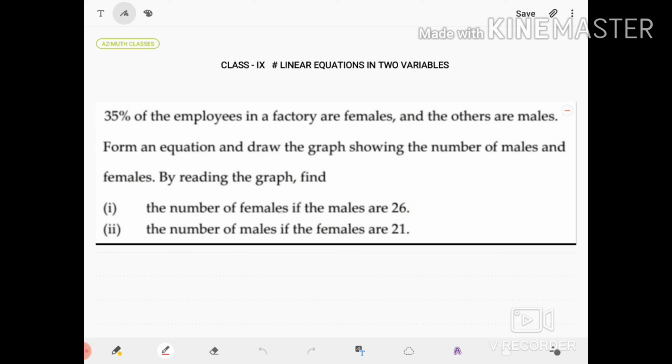Then, by reading the graph, we have to find the number of females if the males are 26 and the number of males if the females are 21. So let us first form the equation of the given situation.